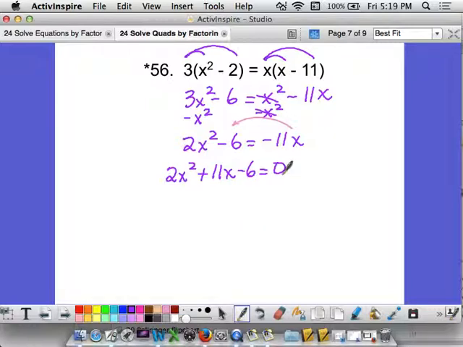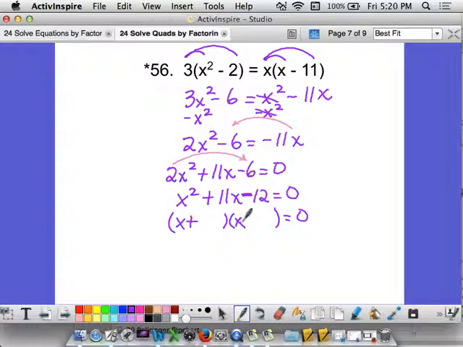Do I have a common factor? In this case, I do not have a common factor because 11 is not even. So I don't have to take out that 2. But because I have this 2, to factor it, I have to do bottoms up. So I'm going to say 2 times 6, and I'm going to get 12. So I have x squared plus 11x minus 12 is equal to 0. Then factor. Set up my two binomials. The signs will be different: x plus and x minus.